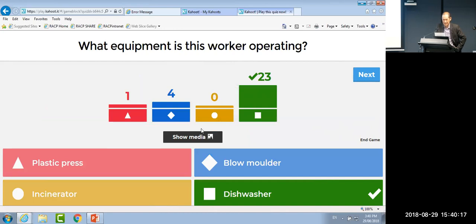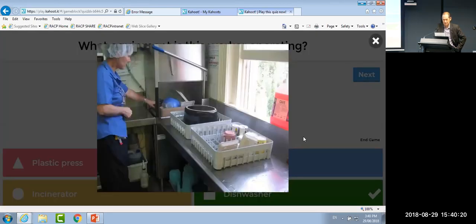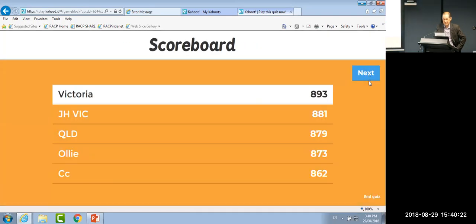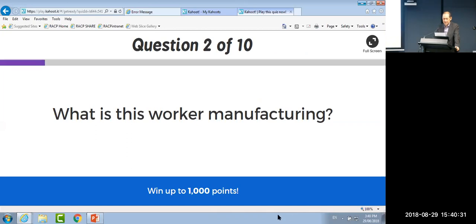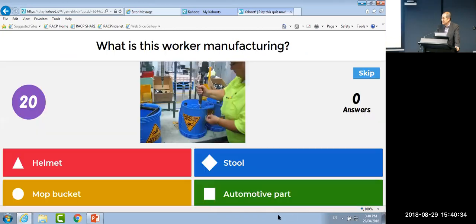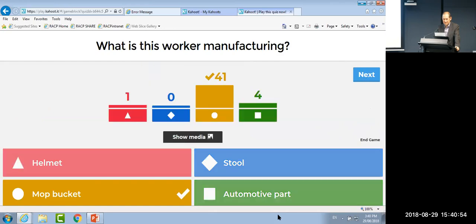So yes, that was A, for those who didn't get it correct, the commercial dishwasher. All right, and so as you can see, you'll get marked based on a correct score as well as timing as well. Excellent.